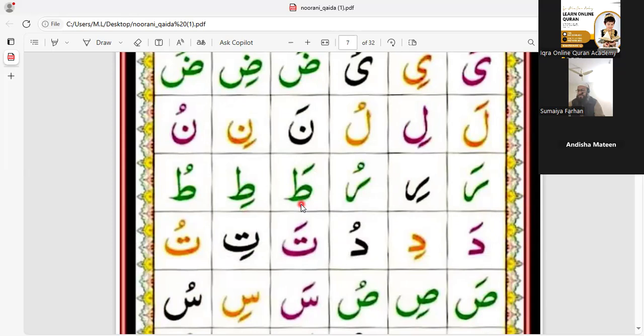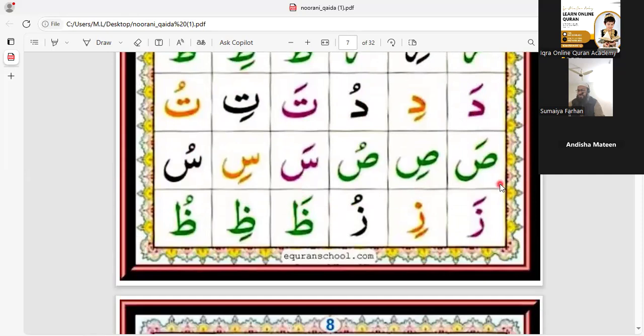ta ti tu ti ta, Tati tu tuti ta. This one. sa si su si sa, Susi sa, su si sa. This one. za zi zu zi za, Zuzi za. zu zi za. Because you said zazizu in the start, when you read in reverse you will say zuzi za. Okay.